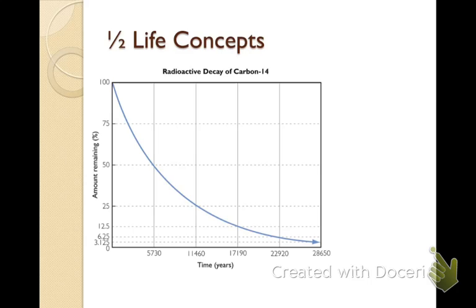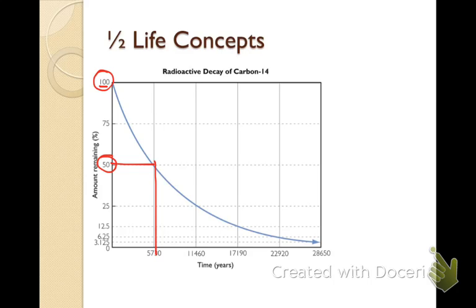Alright, so here we're starting out with, on the y-axis, the amount remaining in percent, and on the x-axis the time in years. It's out of 100, to make it easy. We're going to look at how much is remaining after half of that. So half of 100 is going to be 50. So 50 is kind of like the baseline there. So it takes 5,730 years to go from 100 to 50.